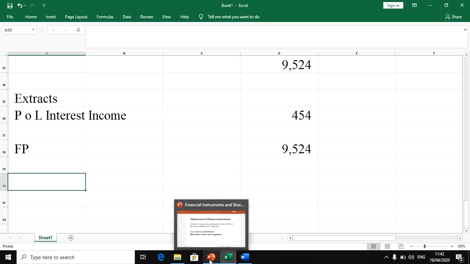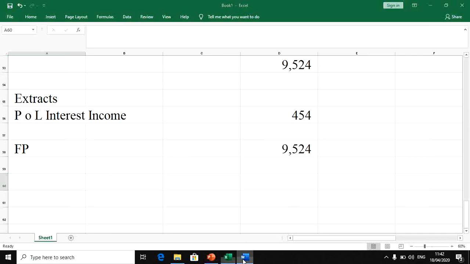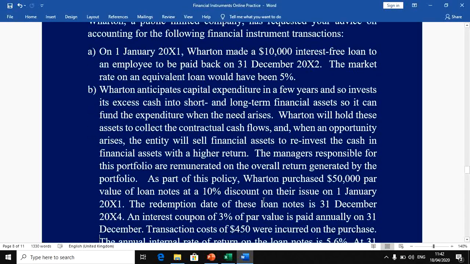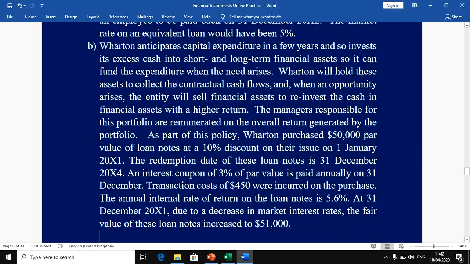Rather, let us deal with the last portion of the question. It says, Wharton anticipates capital expenditure in a few years, and therefore invests its excess cash into short-term and long-term financial assets so it can fund the expenditure when the need arises.